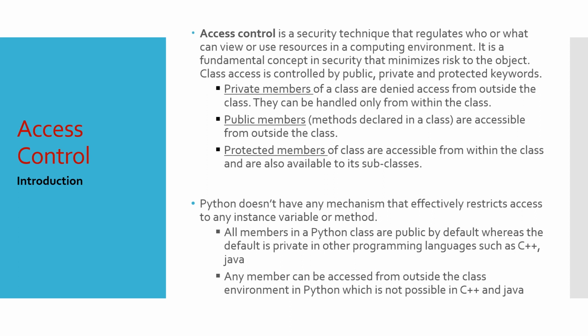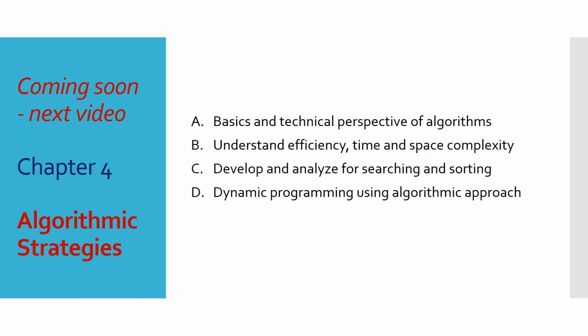I think we discussed a lot in chapter 3. Hope it was useful. In the next video, I'll be finishing up the last chapter, chapter 4 of Unit 1, which is algorithmic strategies. We really touched less on algorithms in Unit 1, but this chapter talks in detail about algorithms and their efficiency, how it helps in searching and sorting algorithms, and how dynamic programming works using this algorithmic approach as well.